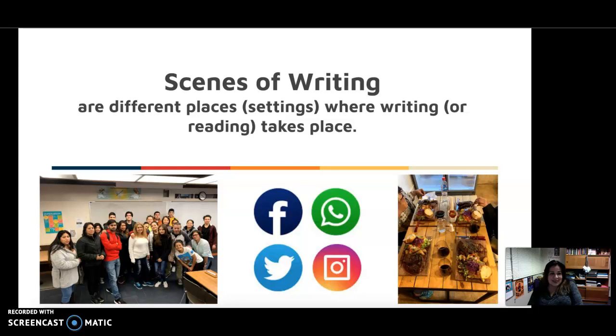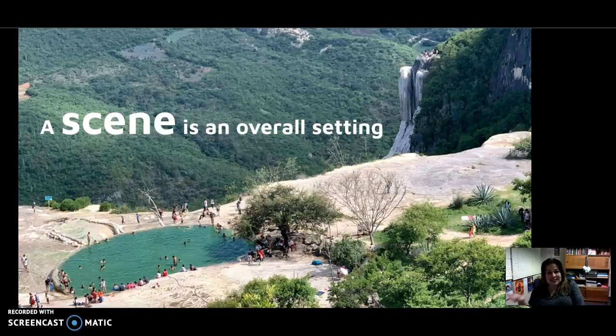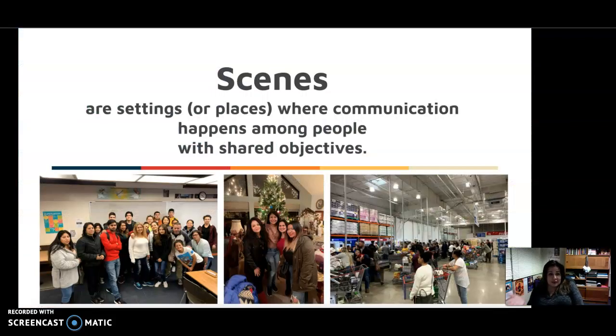Okay, so a scene is the overall setting where something happens. It is a place where communication happens. And now I'm going to add these details. A scene is a place where communication happens among people with shared objectives. That means they all want something to happen or want to do something, or they're there for a reason.